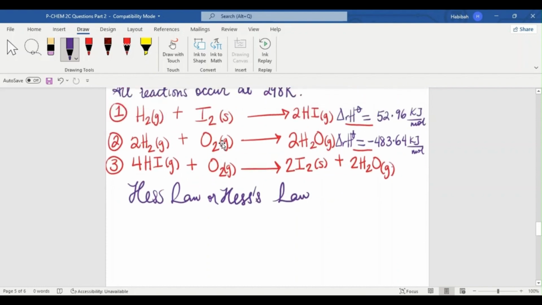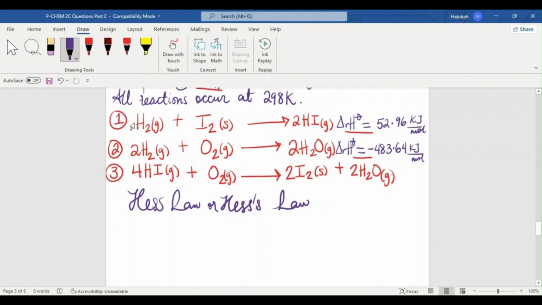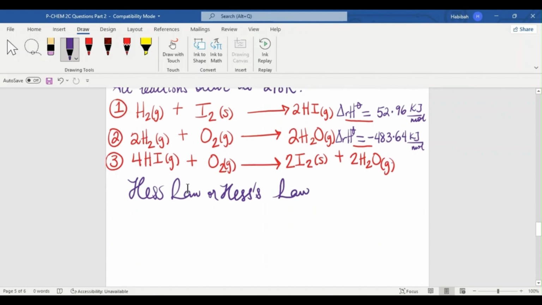We need to determine the equation 4HI gas plus O2 gas would produce 2I2 solid plus 2H2O gas. So we have to manipulate equation 1 and equation 2 in such a way that when we work with both equations, we're going to get equation 3. It's like a simultaneous equation, right?